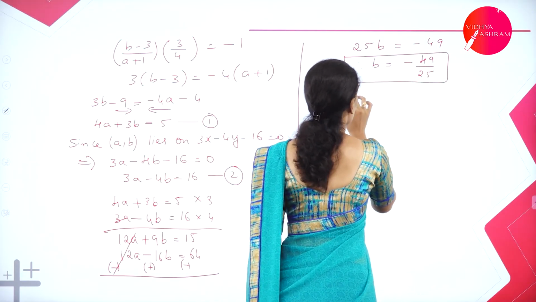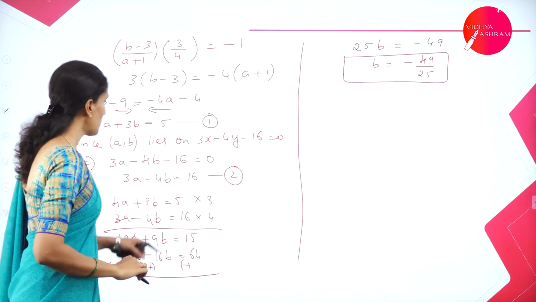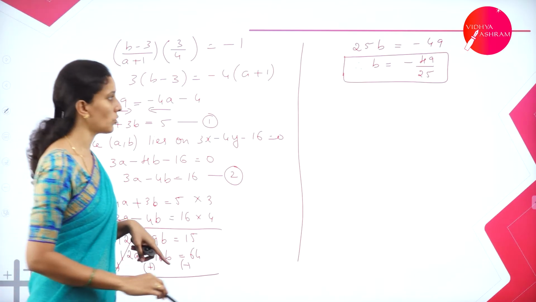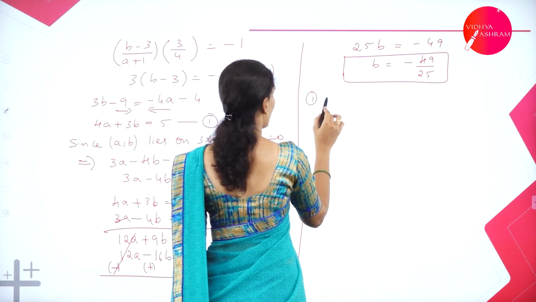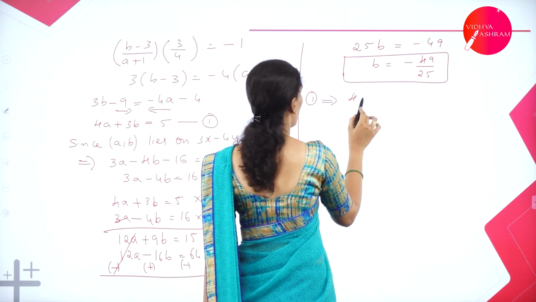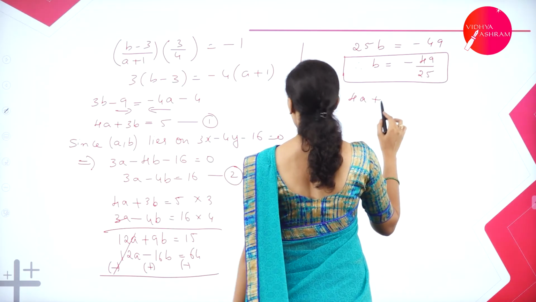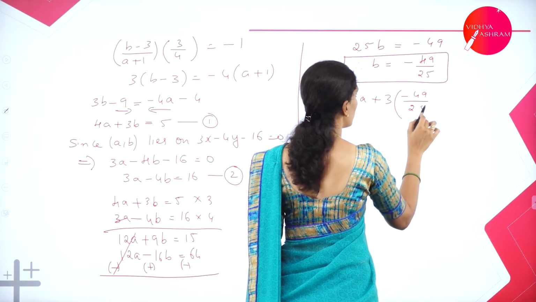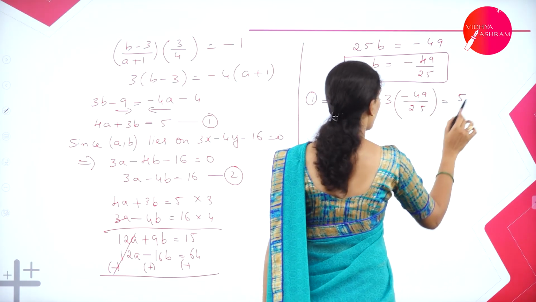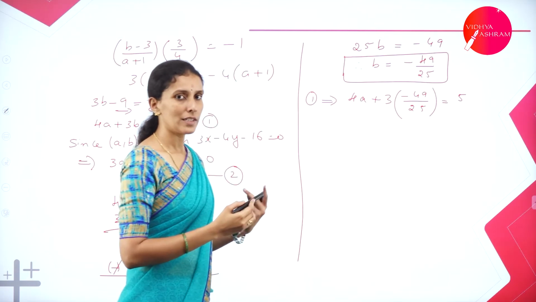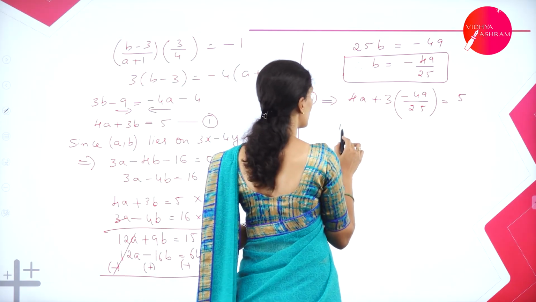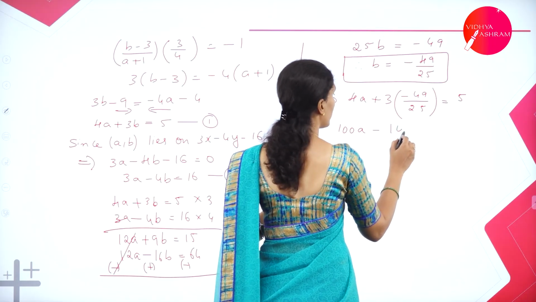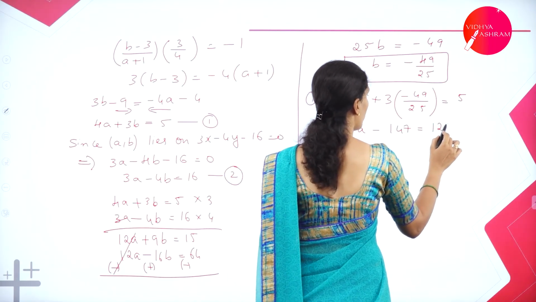Now we have got the value of b. Substituting the value of b in equation 1 or equation 2, I can find the value of a. Let me take equation 1, 4a plus 3b. So 3 into minus 49 divided by 25 is equal to 5. Now to remove 25, you can just multiply by 25 on both sides. So this becomes 100a minus 147 is equal to 125.